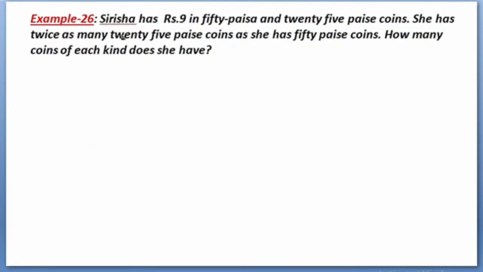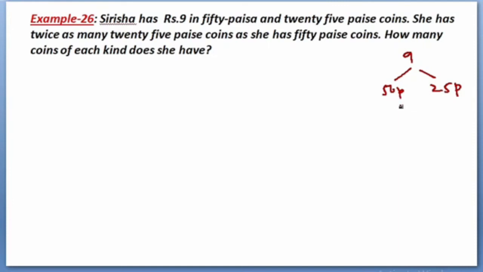Next, example 26. Shirisa has 9 rupees. In 9 rupees, 50 paisa coins are there and 25 paisa coins are there. She has twice as many 25 paisa coins as she has 50 paisa coins. So for example, 25 paisa coins are double the 50 paisa coins. How many coins of each kind does she have?